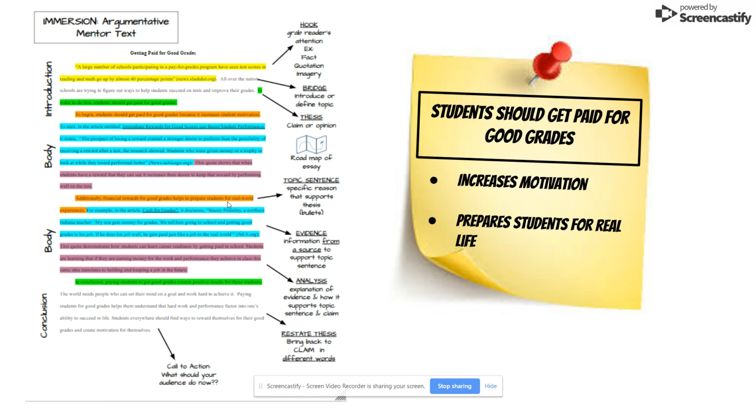Otters, please make sure you take a moment to tape your mentor text into your writer's notebook and label that page immersion. This page will be graded as part of your overall argumentative essay.